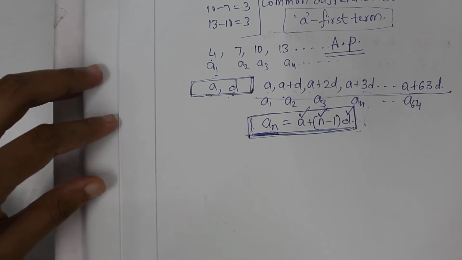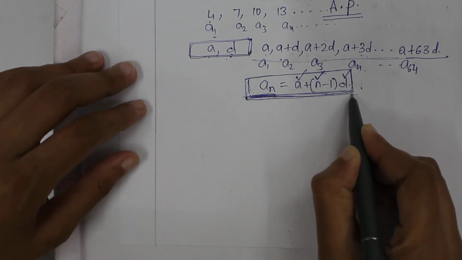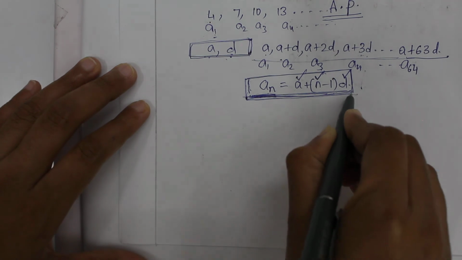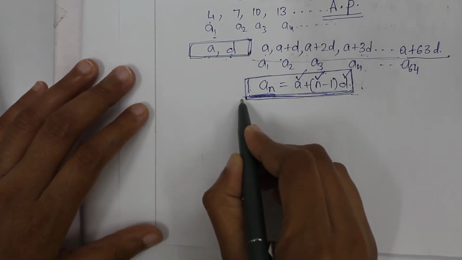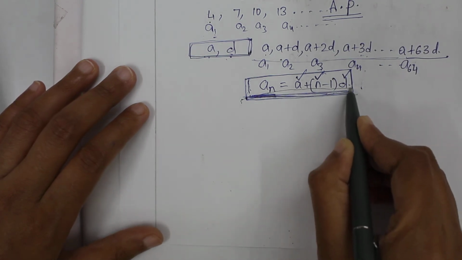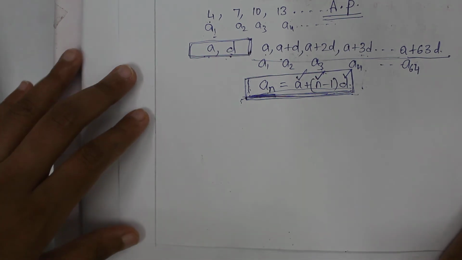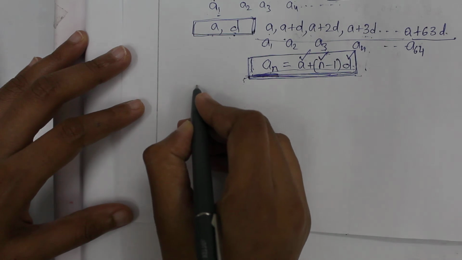Now we found out where we were. We were at an is equal to a plus n minus 1 into d. So this is one important formula. Exercise 5.1 and 5.2 are completely based on this formula. An is equal to a plus n minus 1 into d. Now there is one more key formula in this chapter, which is the sum of the first n terms of the series.